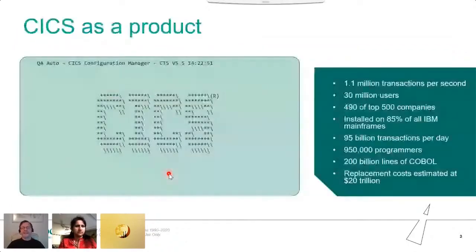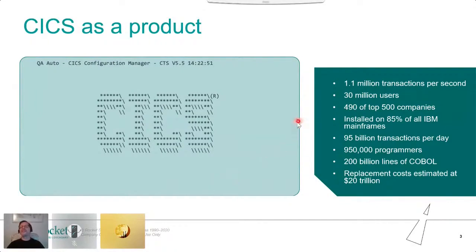So CICS as a product has been around since 1969, right? So that's when CICS was originally developed. So it's about 51 years old. And one of the best quotes I found on the internet, and you can see it yourself, is according to IBM, every second there are approximately 6,900 tweets, 30,000 Facebook likes, 60,000 Google searches, yet CICS processes more than 1.1 million transactions per second, which is over 100 billion per day. So CICS has been around for quite some time, and it's still very heavily used.